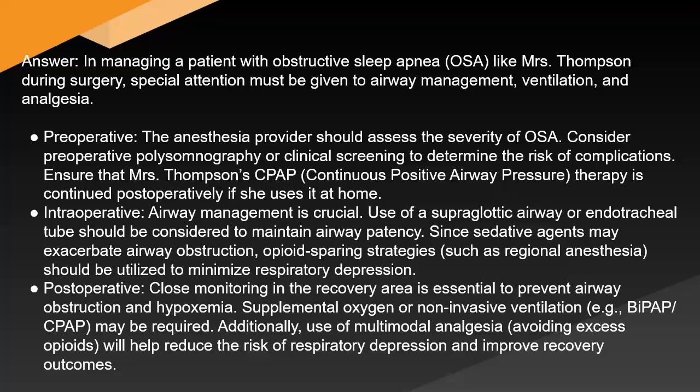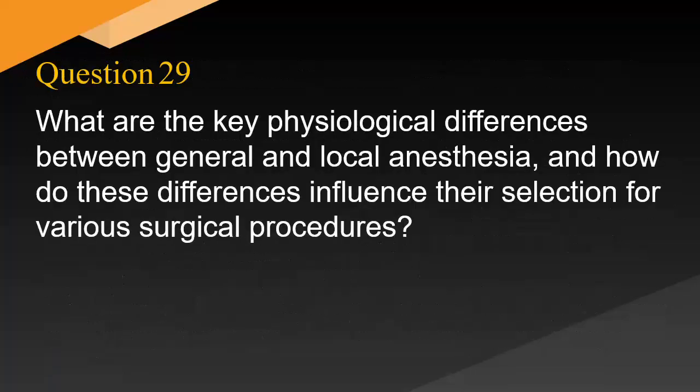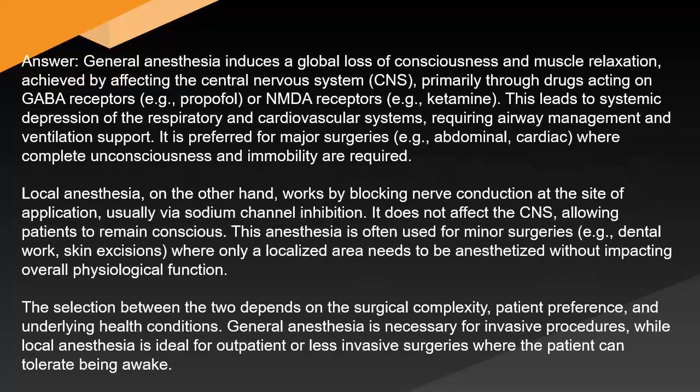and improve recovery outcomes. What are the key physiological differences between general and local anesthesia, and how do these differences influence the selection for various surgical procedures? Answer: general anesthesia induces a global loss of consciousness and muscle relaxation achieved by affecting the central nervous system (CNS), primarily through drugs acting on GABA receptors, e.g. propofol, or NMDA receptors, e.g. ketamine. This leads to systemic depression of the respiratory and cardiovascular systems, requiring airway management and ventilation support.